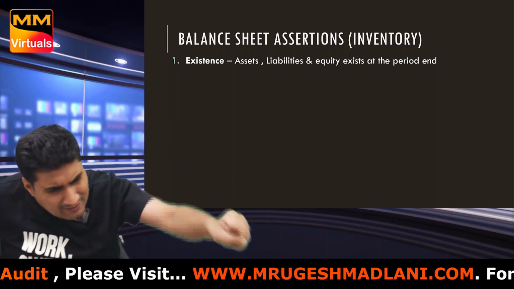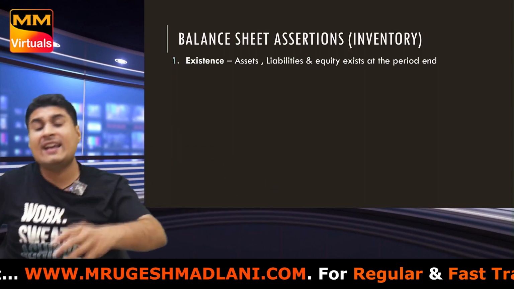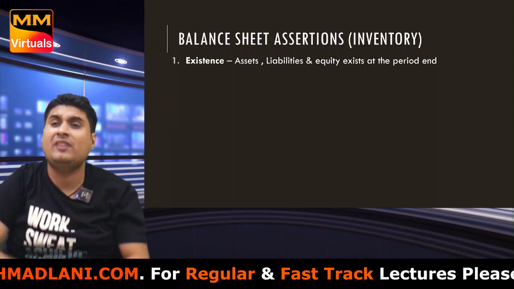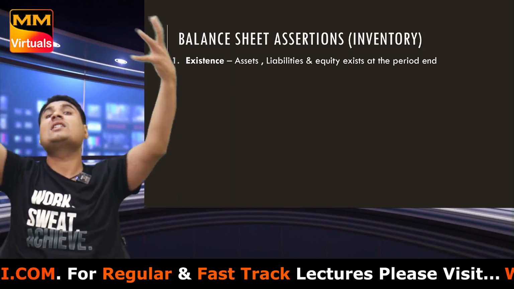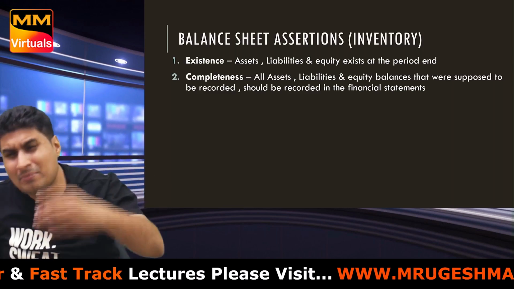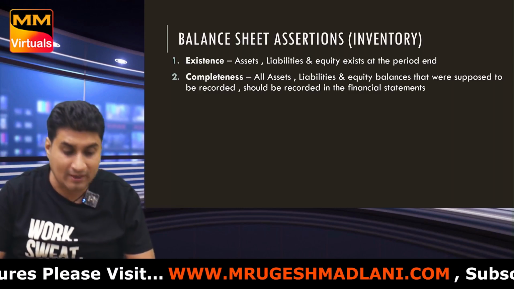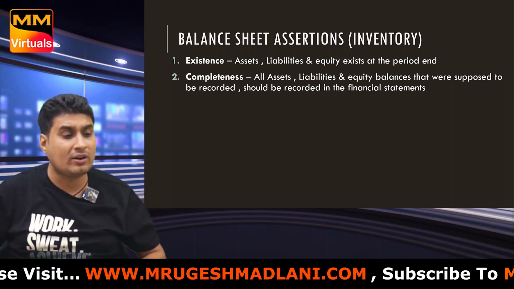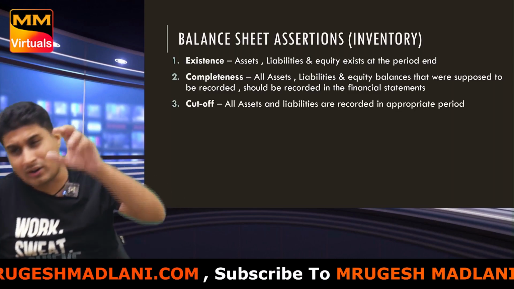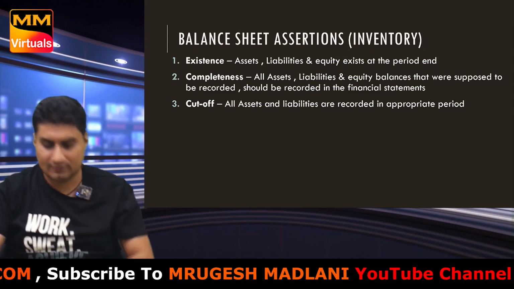Whenever we talk about P&L, we say occurrence. But in the balance sheet, we cannot say an asset has occurred. We say an asset or liability exists or not. How to check whether a fixed asset is there? Physical verification. How to check inventory is there? Physical verification. Completeness is the same: all assets and liabilities that were supposed to be recorded are recorded. Overstatement and understatement is not there. Cutoff: it should be recorded in the correct period. If you purchased an asset this year, record it this year; next year, then next year.